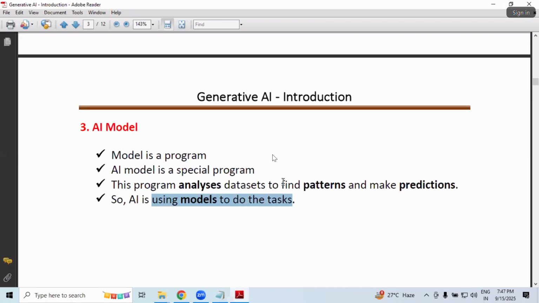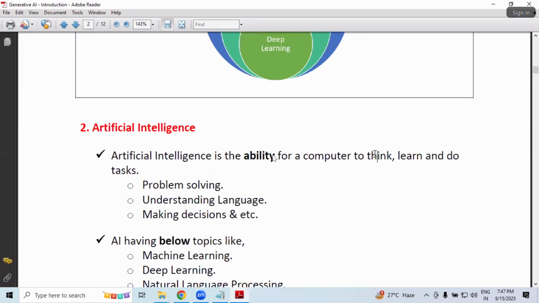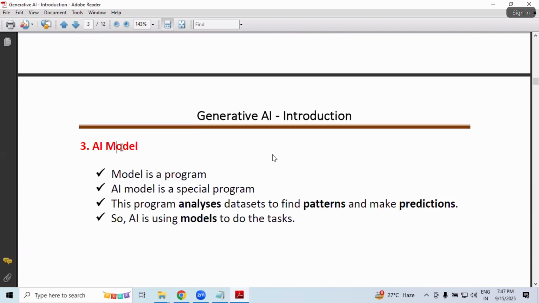So AI is using what exactly to think, learn, and do the task? A model. In the backend it is using a model actually.